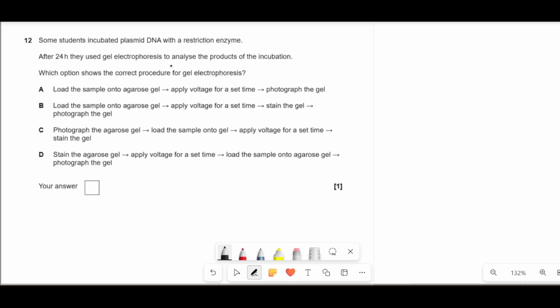So whichever one of these follows those steps. Load the sample on the gel, apply voltage for a time, photograph the gel, but we wouldn't see anything, so that's out. And then load the sample onto agarose gel, apply voltage, stain the gel, and then photograph it, that's B. You can see it once you've stained it.